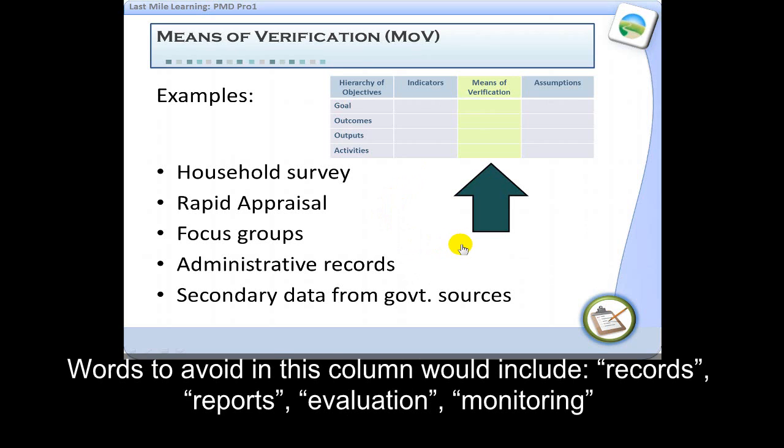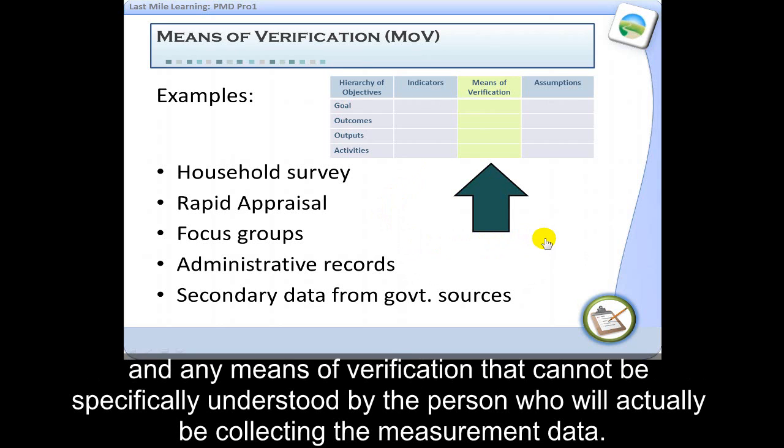Words to avoid in this column include records, too general, reports, evaluation, monitoring, or any means of verification that cannot be specifically understood by the person who will actually be collecting the measurement data.